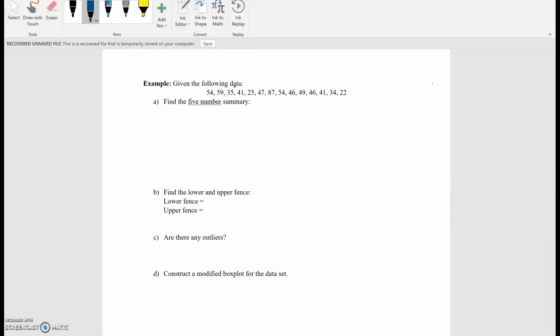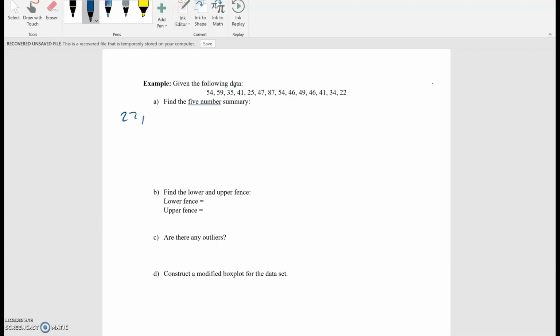Okay, so first, given the following data, find the five number summary. I think what would be really good is to try to put this in order. If you want, I'll give you a little bit of time to try to figure this out. Okay, so what I got was, let me see.